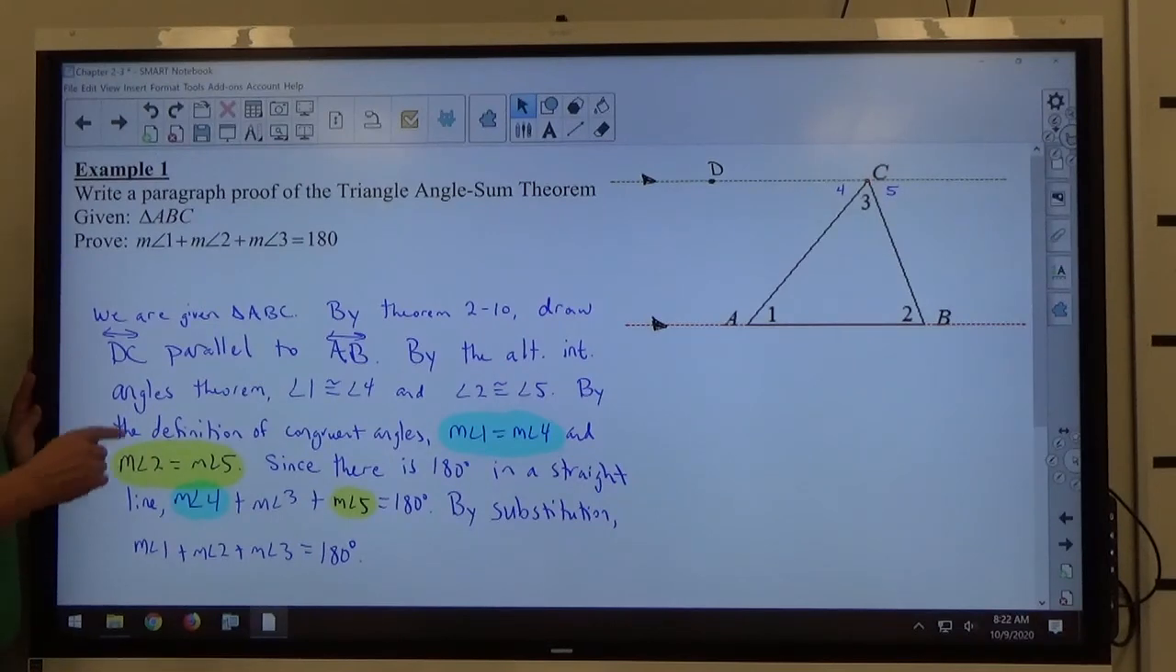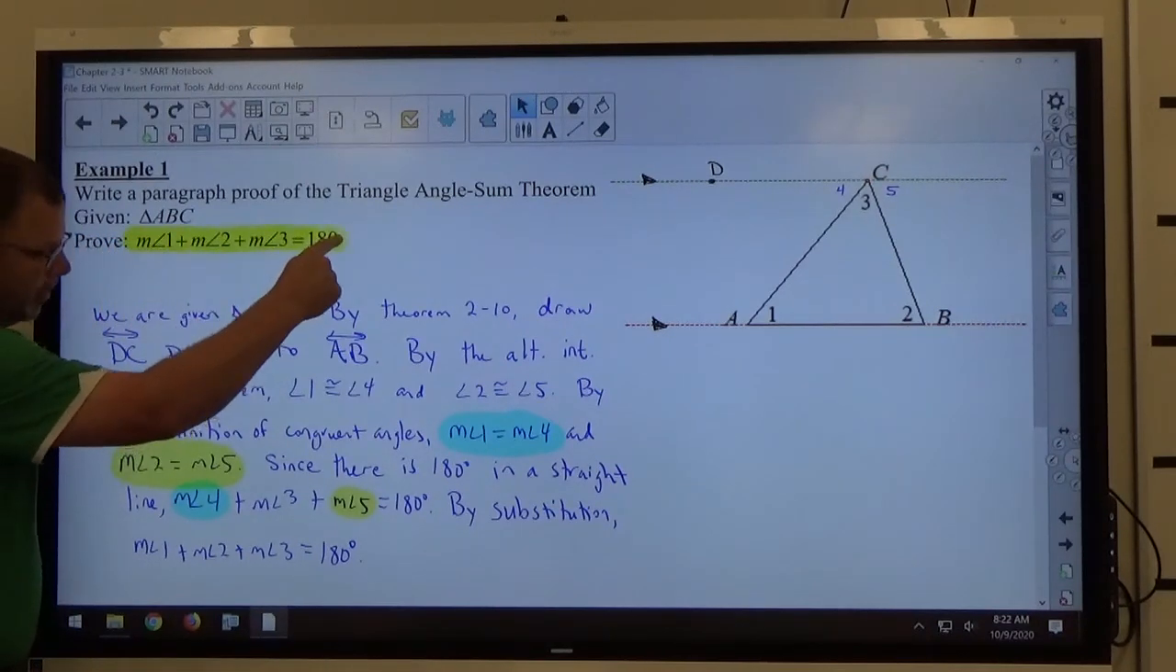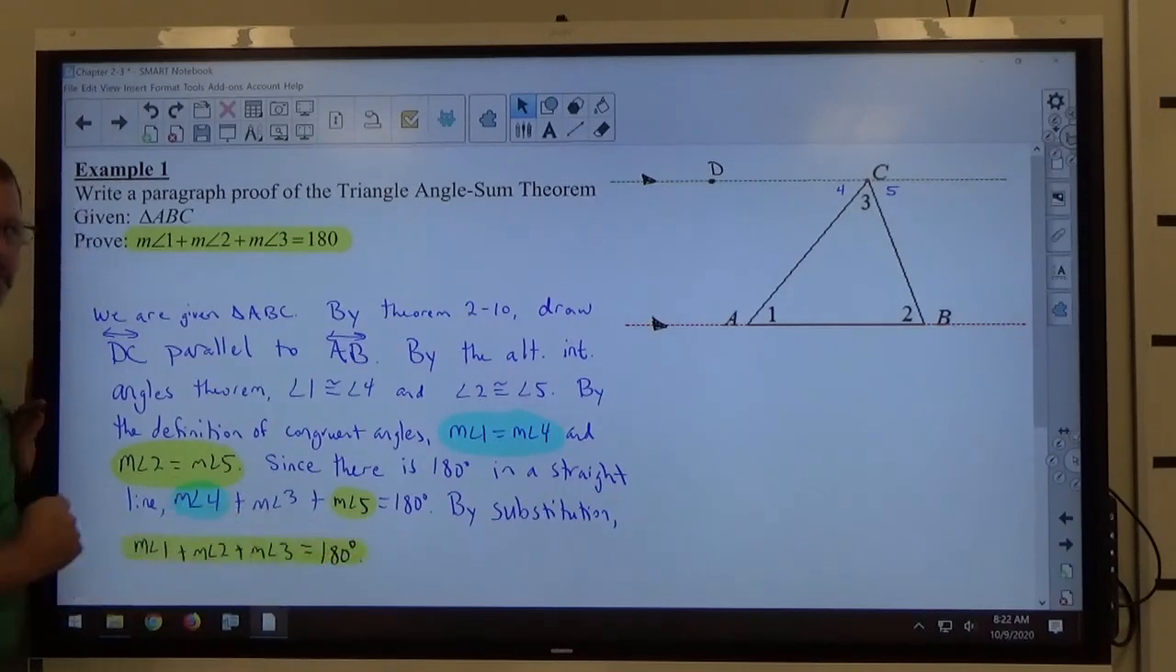And again, you're done with the proof when what you're trying to prove has been stated in your proof. Once you've said what it is you're trying to say, and everything above that backs up what you're trying to say, your proof is completed.